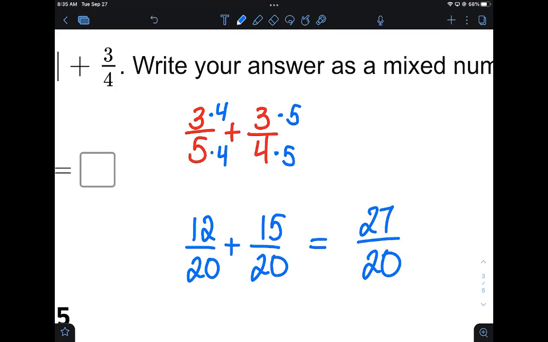Does 3 go into 27? Yeah, does it go into 20? Does 2 go into 27? Because it goes into 20? No? Okay. I'm running out of options here. I don't think this reduces. 27 over 20 looks good to me.